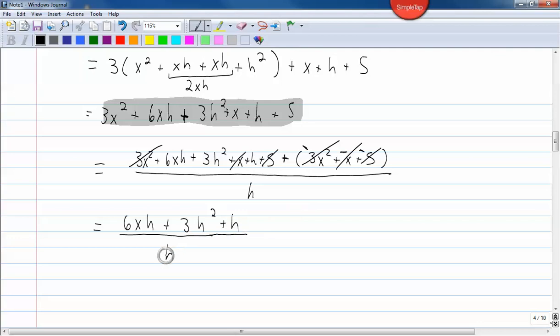And don't try to cancel out like this, because if you do, it'll be wrong. You can't cancel out like that. You have to have a product. So all three of these terms then have an h. So let's factor an h out of the numerator and see what that leaves us with. We'll have 6x plus 3h plus 1.